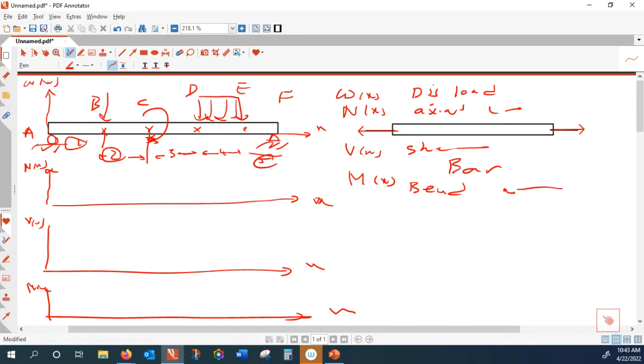Whenever there is 0 distributed load, that means the shear force doesn't change. And why is that? Because the integral of W of X dx is equal to delta V, or V of X minus V0. If for a zone W is 0, that means V of X is equal to V0. That means over the entire span, the shear doesn't change. Even without going through the equation, I know whatever the reaction here is, I have a positive reaction here. So between this zone, my shear force is not going to change.